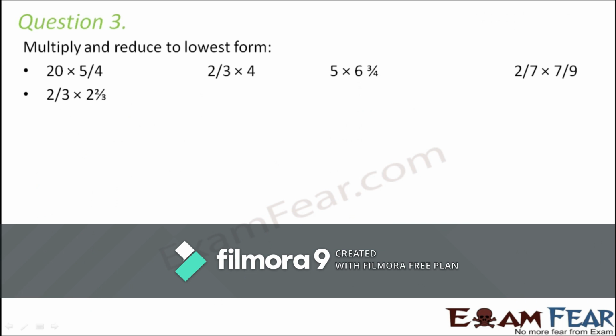Question number 3. Multiply and reduce to lowest form. Here we will have good practice. Let us start with the first one. It is 20 multiplied by 5 by 4. So how do we multiply this? Again, numerator with numerator. So 5 into 20 is 100, divided by denominator into denominator, which is 1 into 4, that is 4. So this would be 100 by 4. Now, if you actually divide 100 by 4, what do you get? 4 twos are 8.